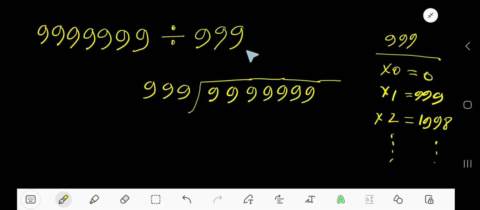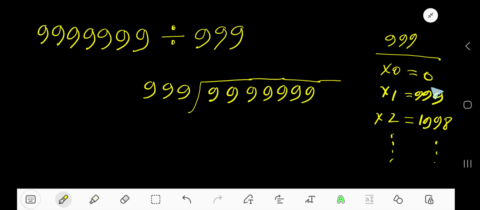9999999 divided by 999. This 999 is a divisor, so we need the multiplication table of this 999. 999 times 0, 999 times 1 equal to 999. 999 times 2 equal to this. Just to find out the multiplication table of 999, you need to add 999 with every step.